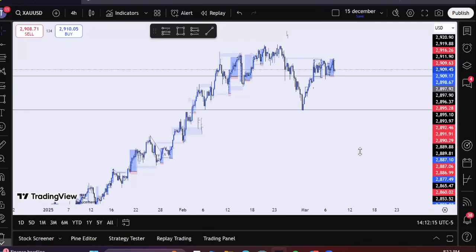Because even if you know that the market is going to buy, you have the idea that price is going to buy, but where exactly is price going to buy from? That's one important thing. You know that price is going to buy, but where exactly are you going to jump in from? So that is where higher time frame conditions come into place.